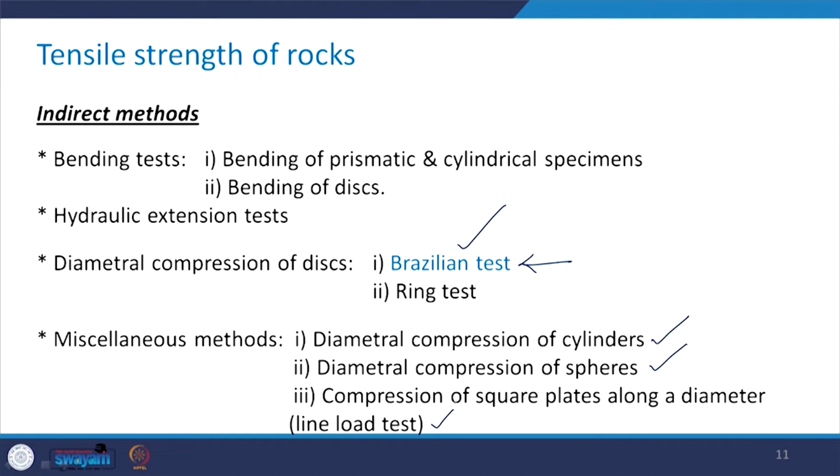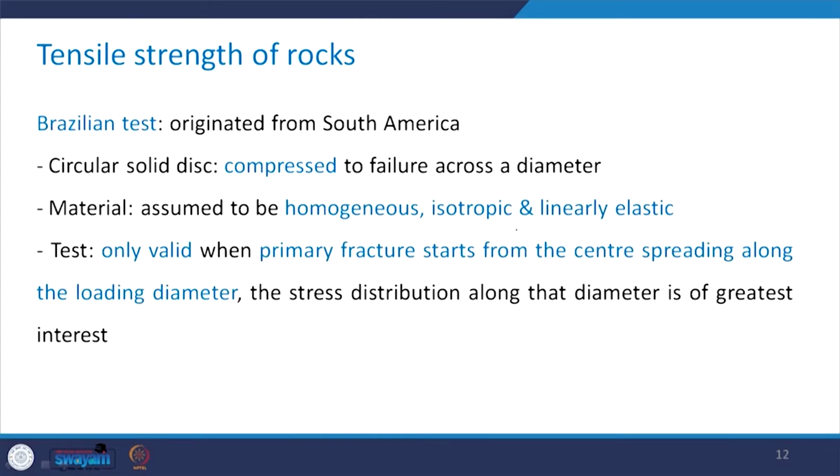As far as this course is concerned, we will be focusing only on this Brazilian test for the determination of tensile strength of rocks. Basically, as the name suggests, Brazil originated from South America. In this, we have to take the circular solid disc. This is compressed to the failure across a diameter.